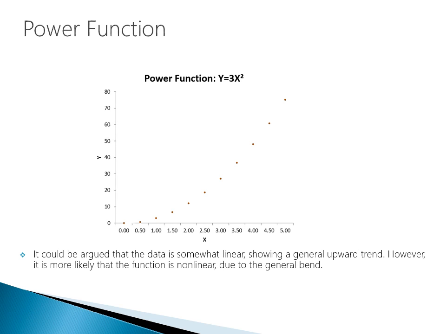When I look at these points on this graph, it could be argued that the data is somewhat linear, showing a general upward trend. However, it's more likely that this function is nonlinear due to the general bend. So we need to come up with a way of fitting a model to this data through the use of a transformation.